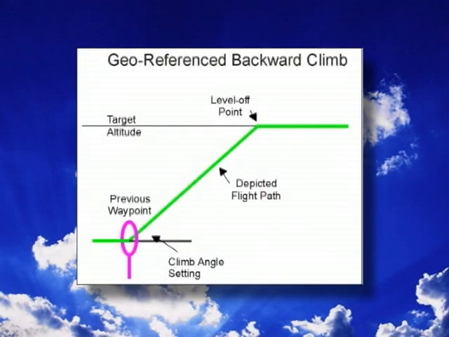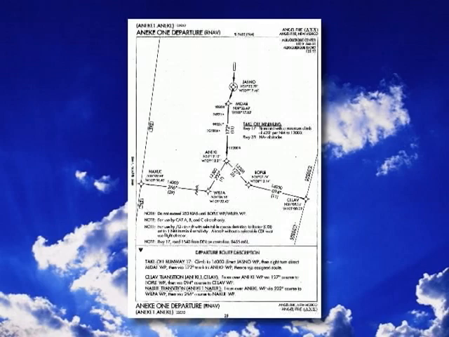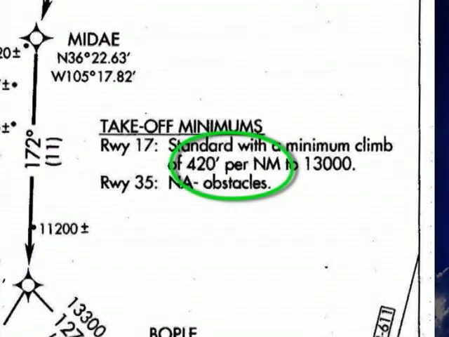The geo-referenced backward method is only used when the current leg is part of a procedure requiring a minimum climb gradient and is intended to inform the pilot if the minimum climb requirement is not being met. When the target altitude is achieved, the boxes level off until another target altitude is established. For example, this departure procedure requires a climb gradient of 420 feet per nautical mile to 13,000 feet.